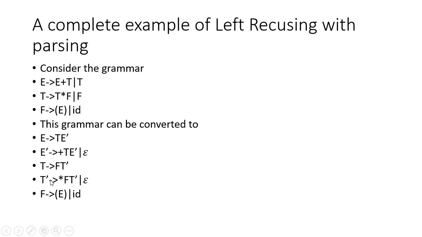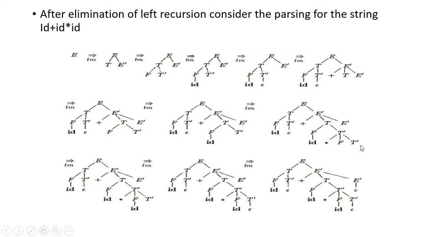There are two productions of T dash. T dash gives you asterisk F T dash. Then the asterisk matches the symbol in id plus id into id. Remember one thing, the last one should be empty, so T dash will derive epsilon. So this gives you the final parse, id plus id into id. This is how we use the non-recursive grammar to parse the string.